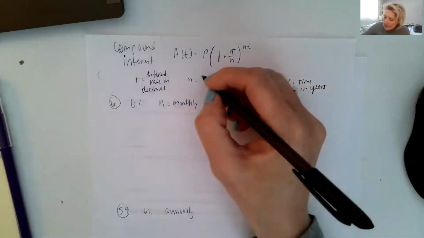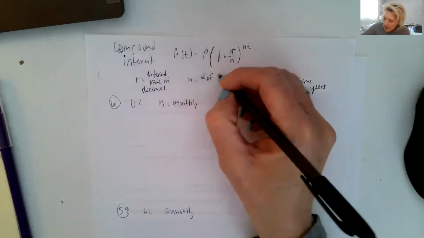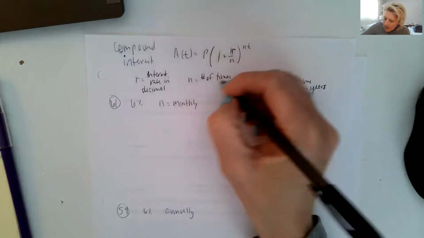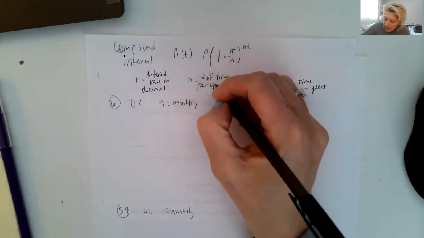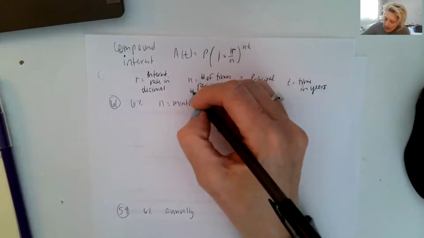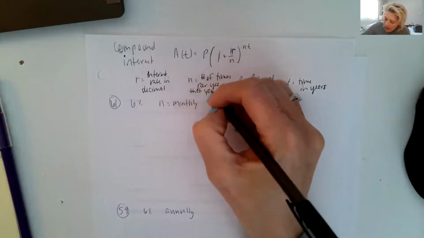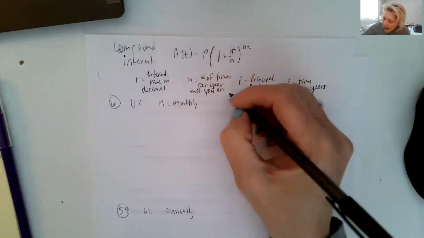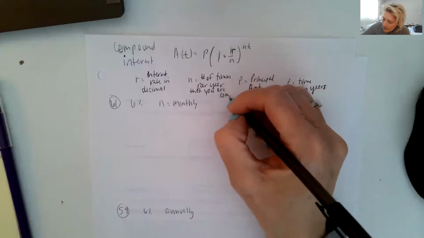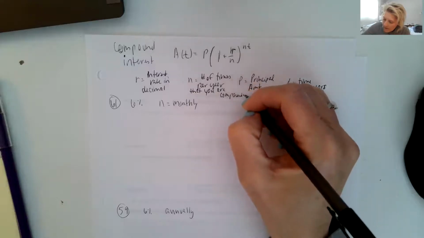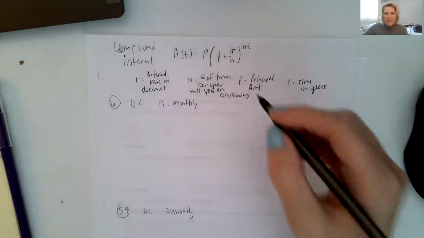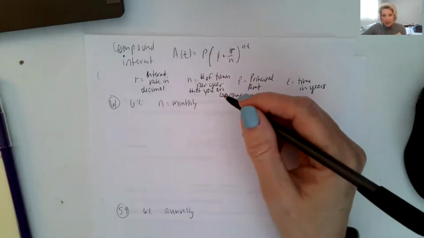And n is the number of times per year that you are, we call it compounding. But compounding really means how many times a year they are going to give you the interest.